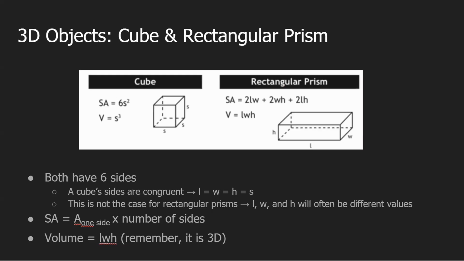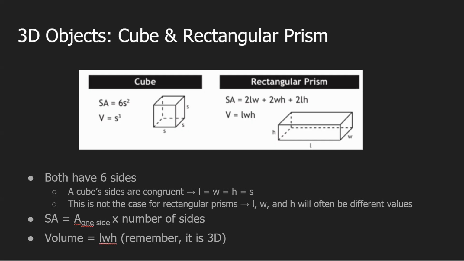But for rectangular prisms, it's a bit different. Each of these sides can be the same as a cube, but they're probably different because, well, it's a rectangular prism. So I'd like you all to remember that all cubes are prisms, but not all prisms are cubes.